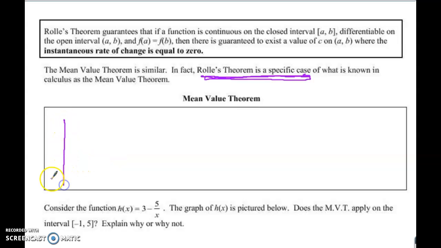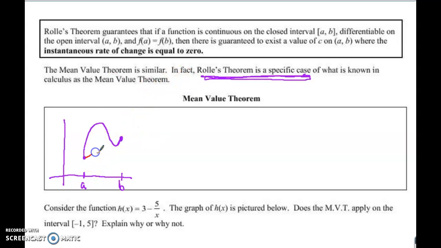So just to give you a quick visual on this, because remember in Rolle's theorem, the heights have to be the same. The y values have to be the same from A to B. Not the case here. In the mean value theorem, they can be any height. And so as you draw a curve, just kind of draw a curve so it doesn't have to look like the one I had earlier.